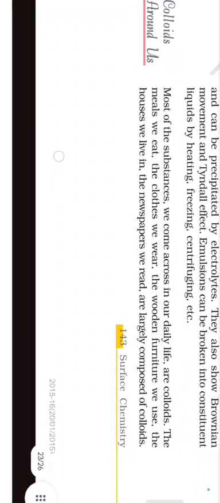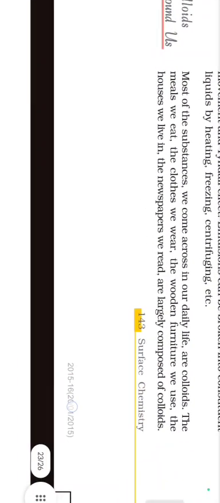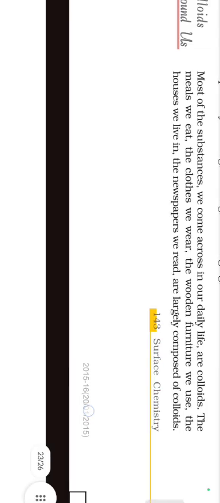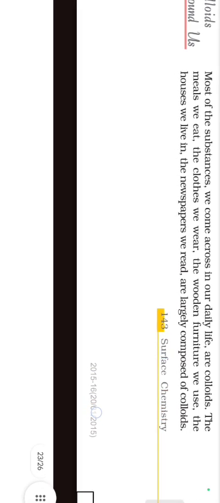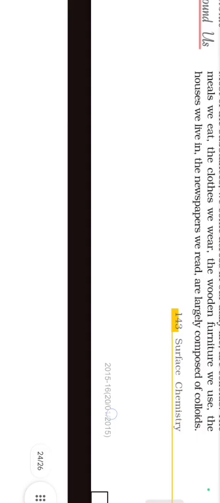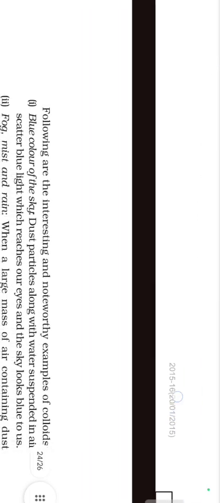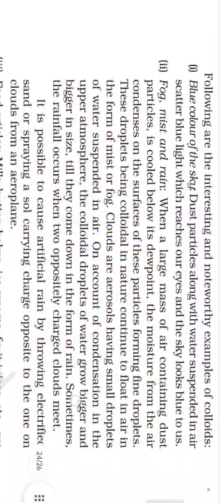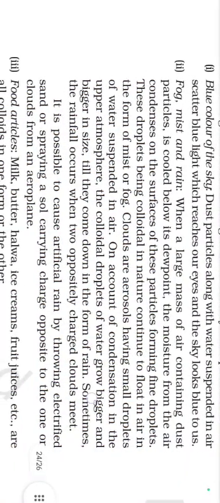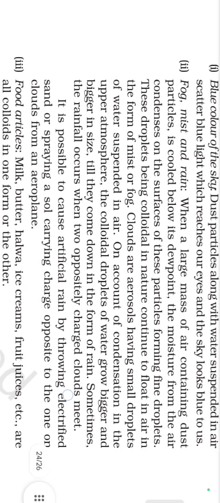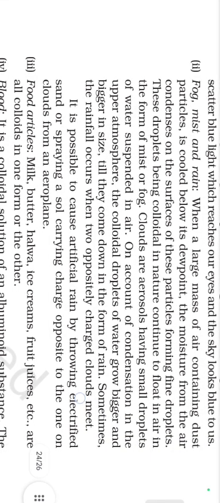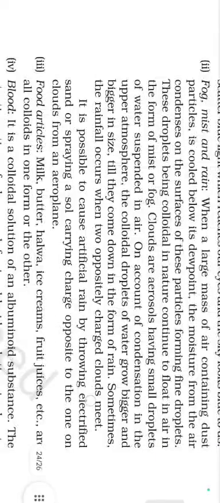Colloids around us. Most of the substances we come across in our daily life are colloids. The meals we eat, the clothes we wear, the wooden furniture we use, the houses we live in, the newspapers we read, are largely composed of colloids. Following are the interesting and noteworthy examples of colloids. First, blue color of the sky. Dust particles along with water suspended in air scatter blue light which reaches our eyes and the sky looks blue to us. Second, fog, mist and rain.